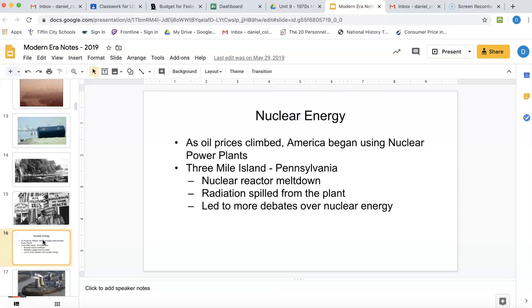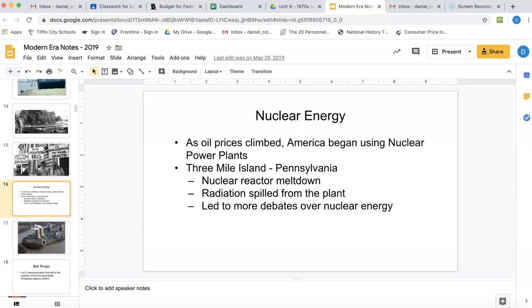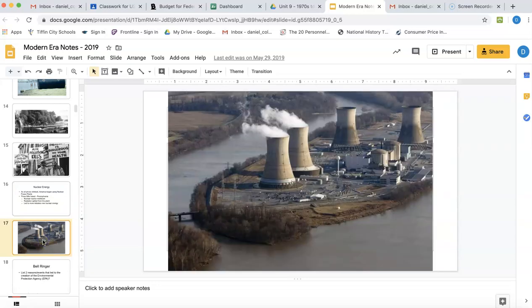The problem is it produces radiation, and if it's done incorrectly and the nuclear reaction gets out of control, that radiation can spill out into the atmosphere. And that actually happened at 3 Mile Island in Pennsylvania. The nuclear reactor melted down. Basically, it did not stay controlled, and the atoms started splitting themselves on their own. Radiation started spilling out from the plant into neighboring communities. And it really became a big debate as to whether nuclear power was the way to go.